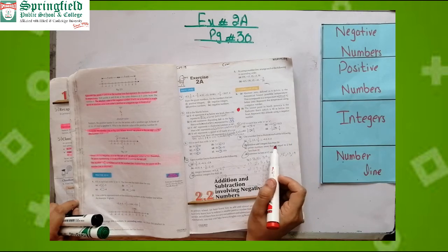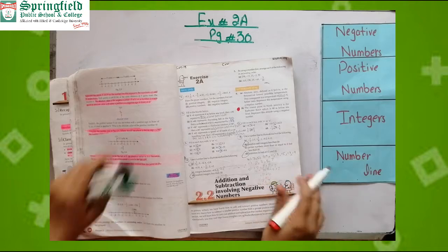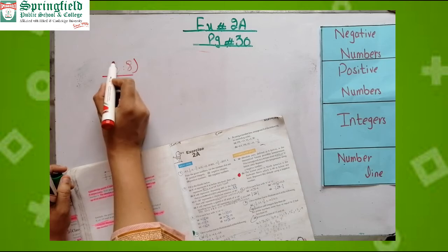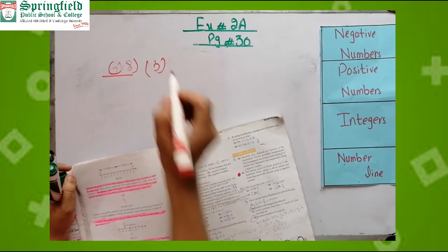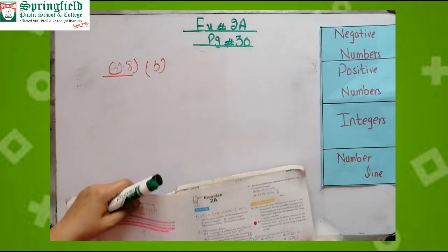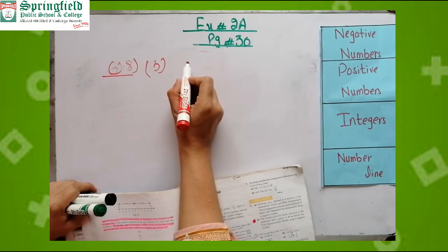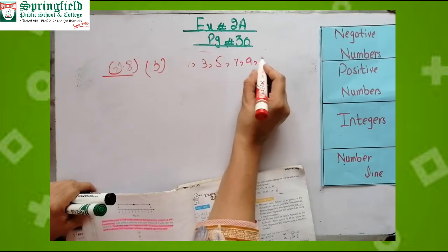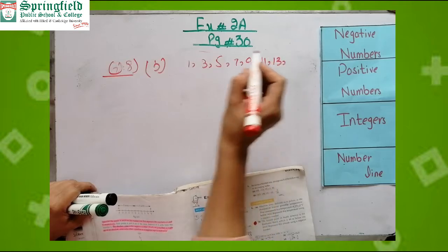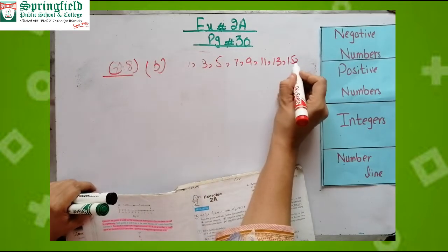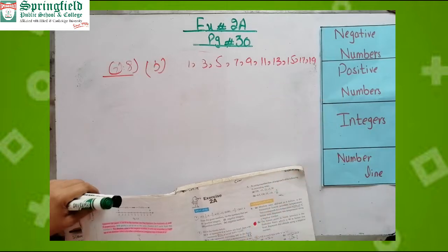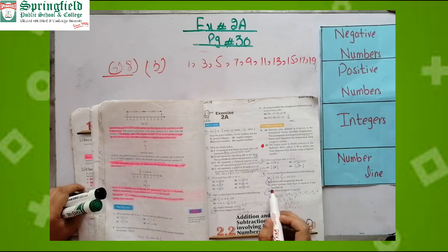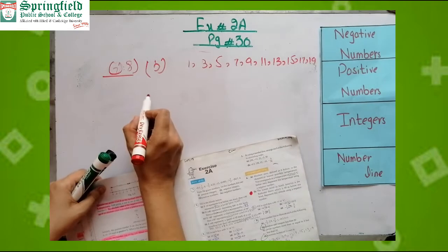Okay, positive odd integers less than 20. Okay, B part, question 8. Positive odd integers means 1, 3, 5, 7, 9, 11, 13, 15, 17 and 19, less than 20. These are the numbers and we can represent them. So it's your task, beta. Represent these numbers on the number line. Fine.